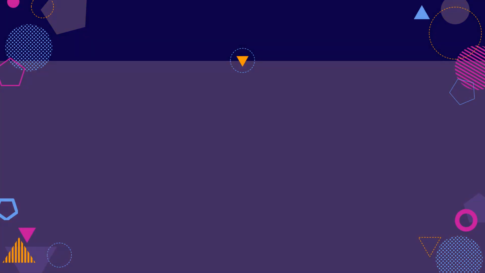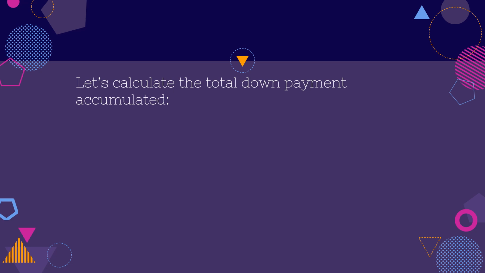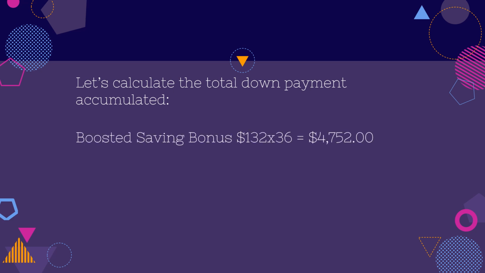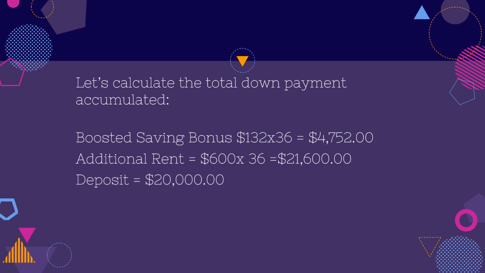Let's calculate if the tenant buyer pays additional rent of $600, then how much will be the total deposit saved up. So let's calculate the down payment. So the boosted saving bonus will be $132 per month times 36. That's $4,752. And the additional rent is $600 times 36. That's $21,600. The deposit was $20,000. So total saving or the total deposit is $46,352, which is almost 9.49% of the purchase price of the tenant buyer, which has helped him save tremendously.